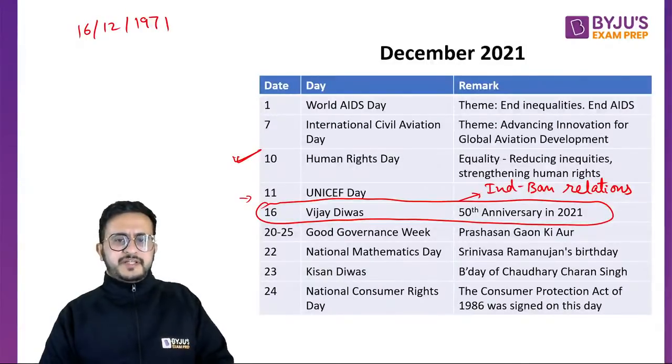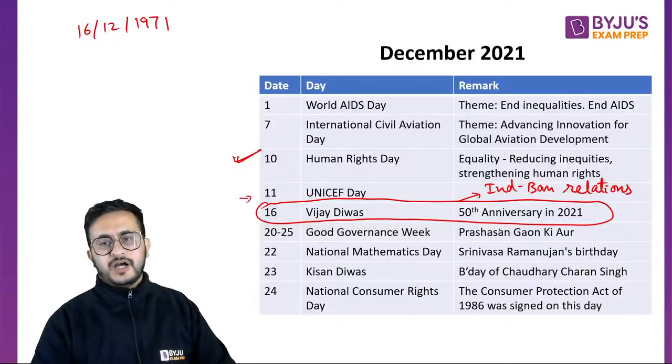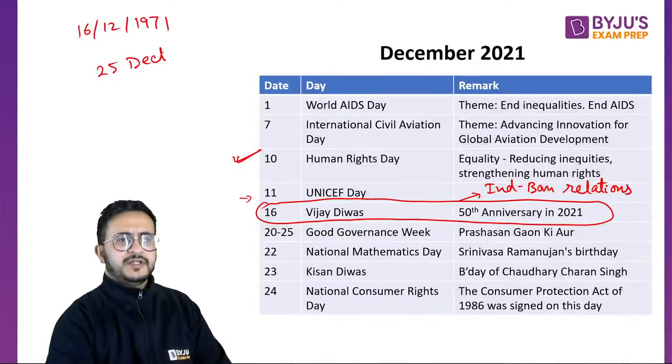Then Good Governance Week is observed from 20 to 25th of December, right? The theme was Prashashan, Gaon Ki Or. Now 25th December is the birthday of former Prime Minister Atal Bihari Vajpayee.